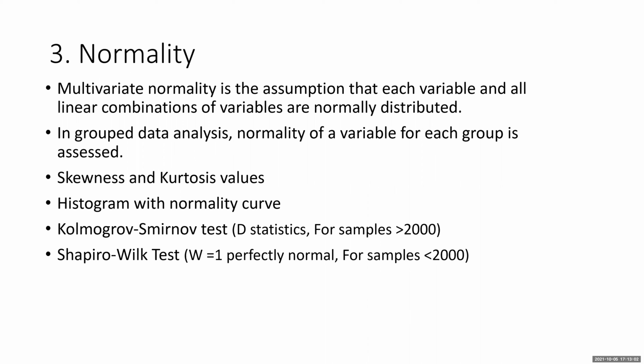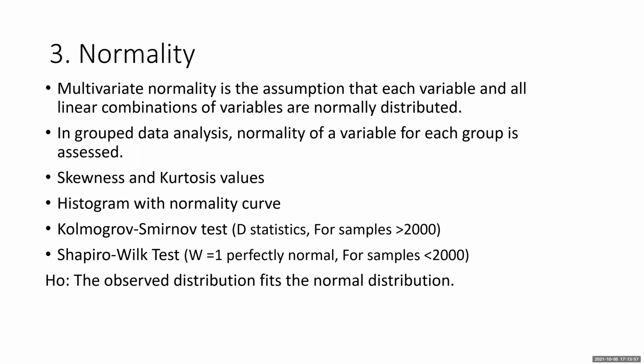Now, the Kolmogorov-Smirnov test gives us D statistics, and the Shapiro-Wilk test gives us W statistics. If you have a sample size greater than 2000, which means a bigger sample, we use the Kolmogorov-Smirnov test. And for samples smaller than 2000, we use the output from the Shapiro-Wilk test. If the value of W is equal to 1, the data is perfectly normal, which means the closer the value is to 1, the closer the distribution of our data is to a normal distribution. I'll show you how we can do this and how to interpret the output.